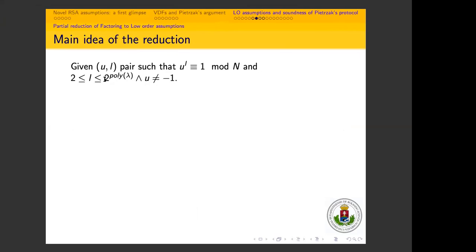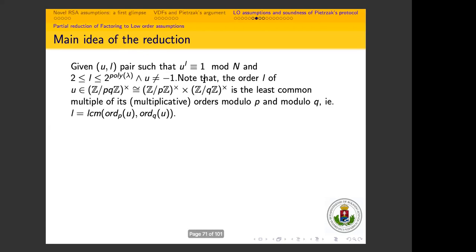Our adversary A gives us a pair u and l such that u to the l is congruent to 1 mod n, and the order of this element lies between 2 and 2 to the poly lambda. I'm proving this with the exponential low order assumption, but the reduction trivially works also for the sub-exponential. This is the main observation of the reduction. If we have this low order element, then you can think of this RSA group as a direct product of Z_p star and Z_q star.